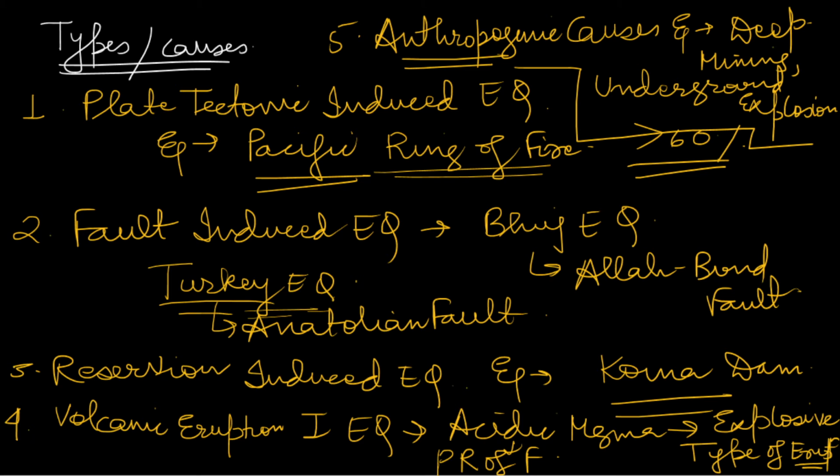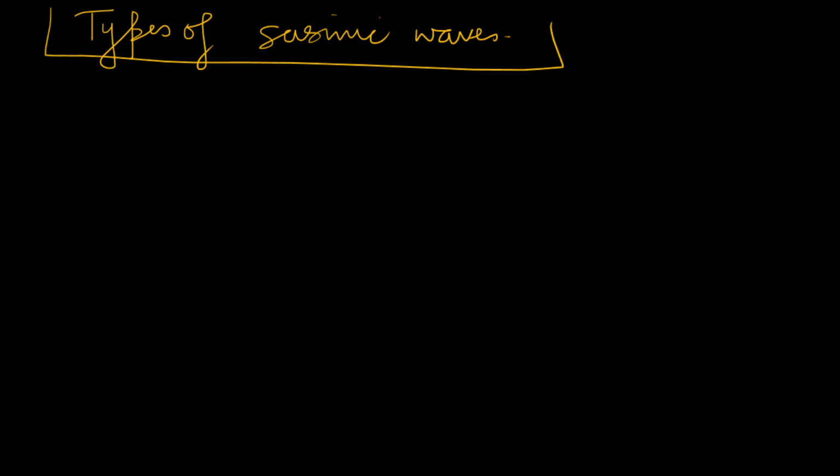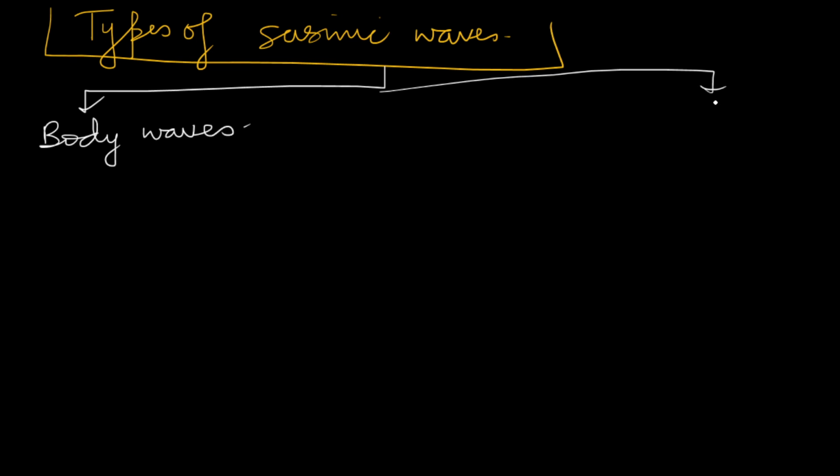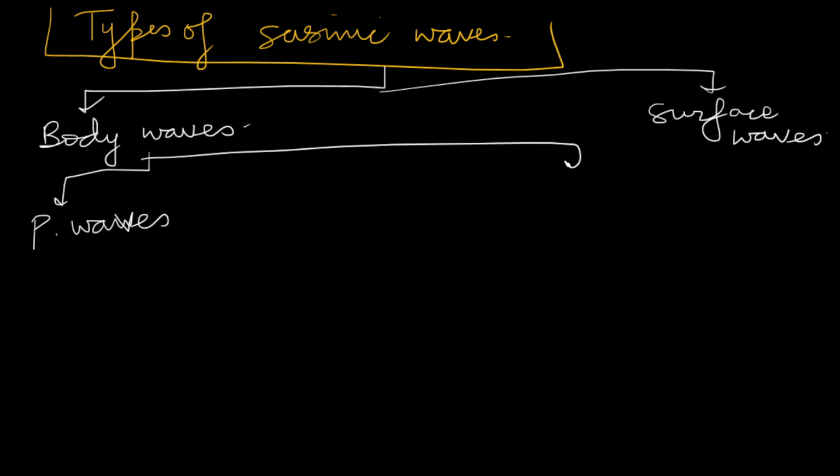Now let's move to the next part of the topic, that is types of seismic waves. So there are various types of seismic waves generated during an earthquake. Generally the major ones are two types, that is body waves and surface waves. So let's start with body waves first. Body waves are again classified into two types, that is P waves and S waves.